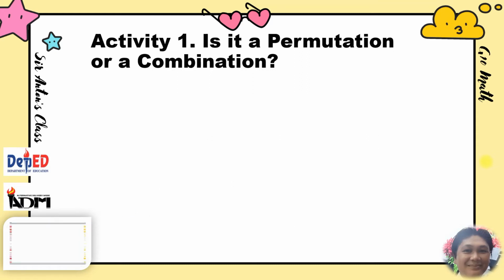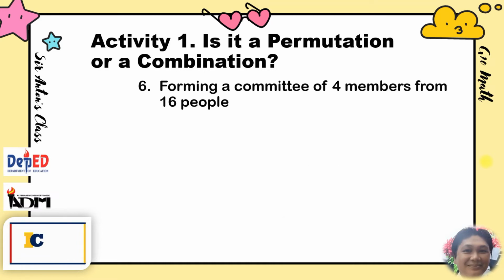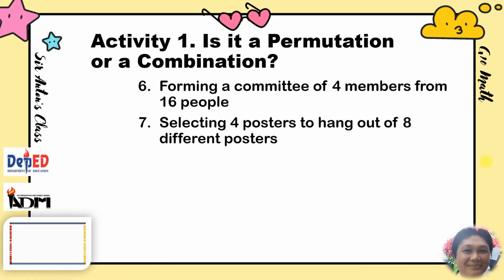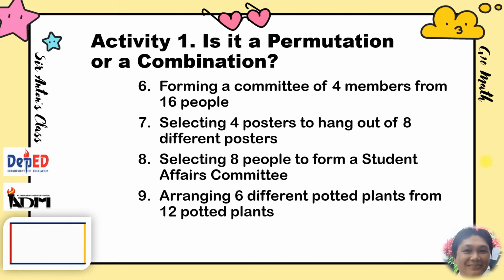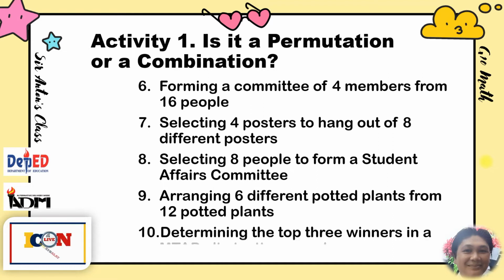Let's proceed to number 6. Forming a committee of 4 members from 16 people. Number 7. Selecting 4 posters to hang out of 8 different posters. Number 8. Selecting 8 people to form a student affairs committee. Number 9. Arranging 6 different potted plants from 12 potted plants. And number 10. Determining the top 3 winners in an elimination round.